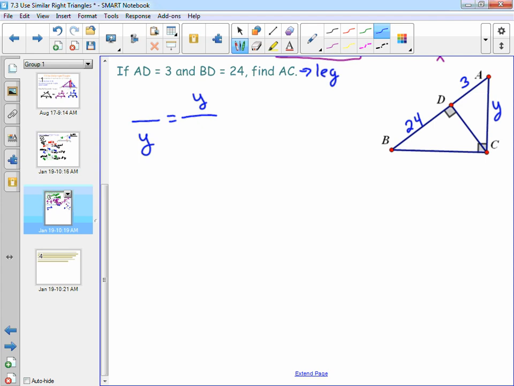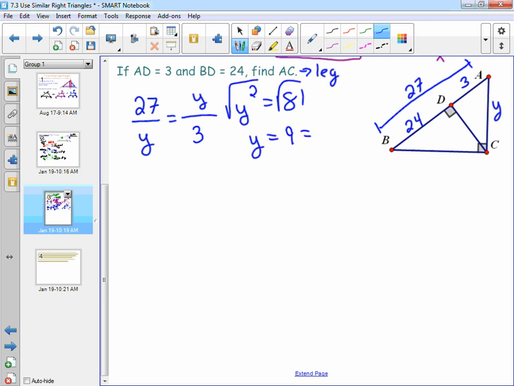And I know it's the geometric mean of the entire hypotenuse, but I was not given that. But in this case, I'm given both pieces. So I add those two pieces together. So 24 plus 3 is 27, which gives me the entire hypotenuse and the adjacent piece. The adjacent piece with y is 3. Again, I cross multiply, take the square root. I get y equals 9, which is the length AC.